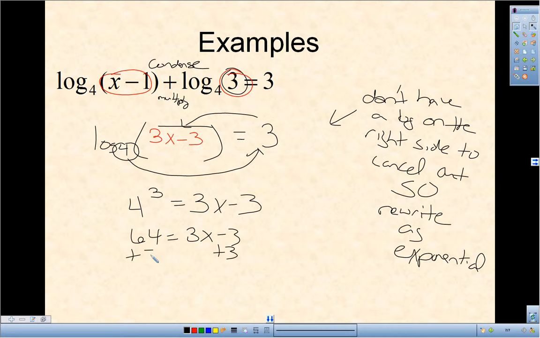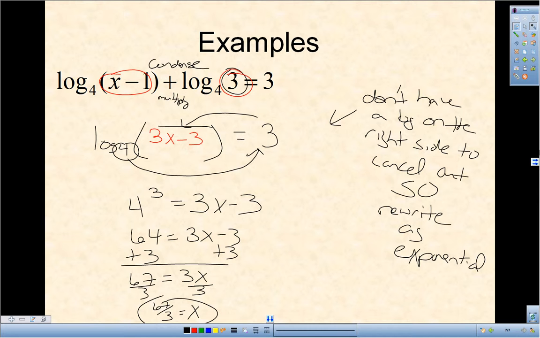To solve this, I'm going to add 3, so I get 67 equals 3x, and then divide by 3, so that gives me 67 over 3. And then that would be my final answer. So just remember, guys, for logarithmic equations, you can't just cross out all of those logs if you have multiple logs. You have to start by condensing. Once you condense it down, then it's going to fit into one of those two types of categories, either where you have to rewrite it in exponential form or where you're able to cross them out.